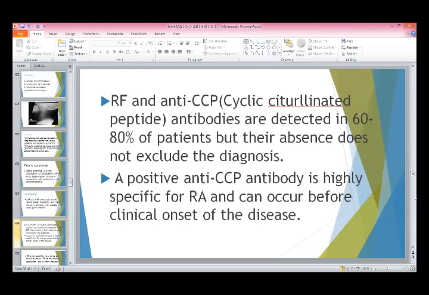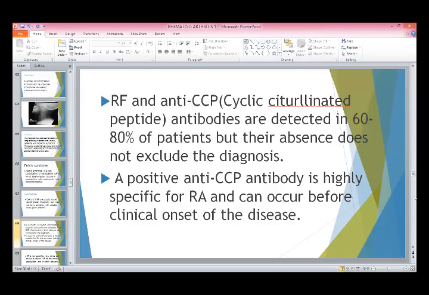The rheumatoid factor and anti-CCP antibodies, that is anti-cyclic citrullinated peptide antibodies, are detected in 60 to 80% of patients, but their absence does not exclude the diagnosis. If anti-CCP is present, diagnose RA, but if absent, that does not exclude the diagnosis of rheumatoid arthritis. As far as the RA factor is concerned, it can be positive in a number of disorders. So if this is positive, that may not be diagnostic, because its specificity is less, whereas anti-CCP is the most specific test.